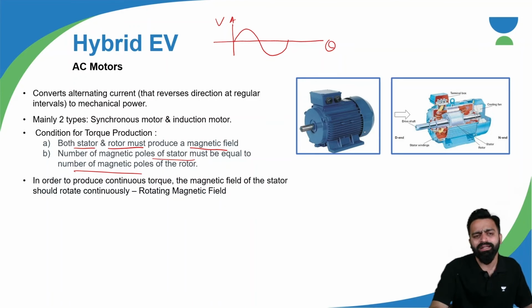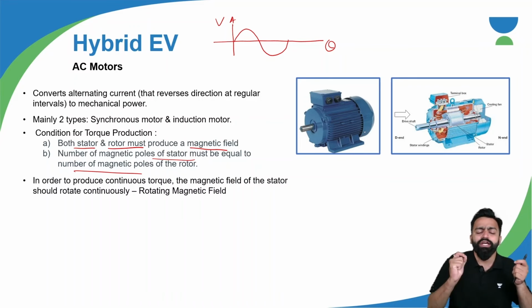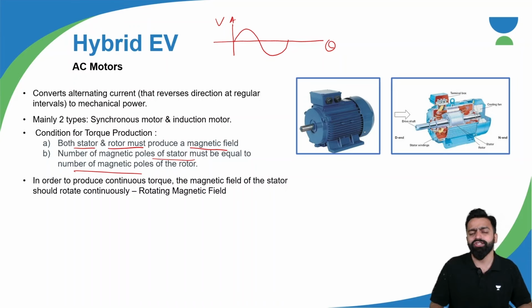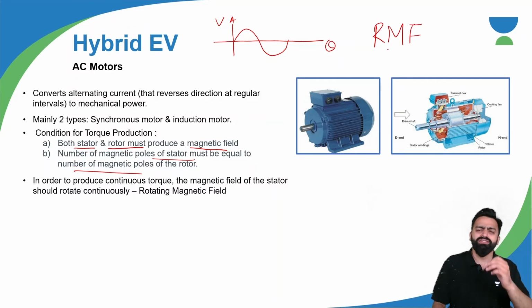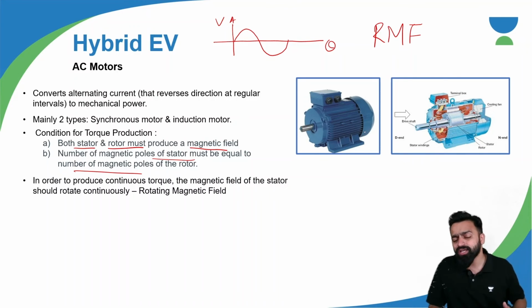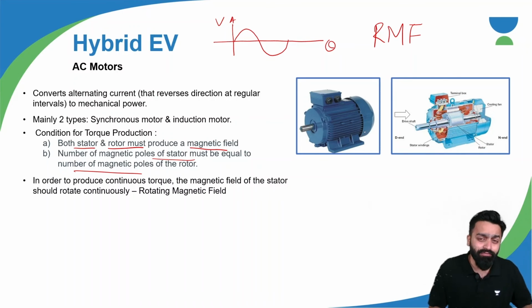In order to produce this continuous torque, the magnetic field of the stator should rotate continuously. That is called the rotating magnetic field, simply called RMF. This is the main thing in three-phase machines: they are capable of producing a rotating magnetic field, and that's why they are called self-starting.